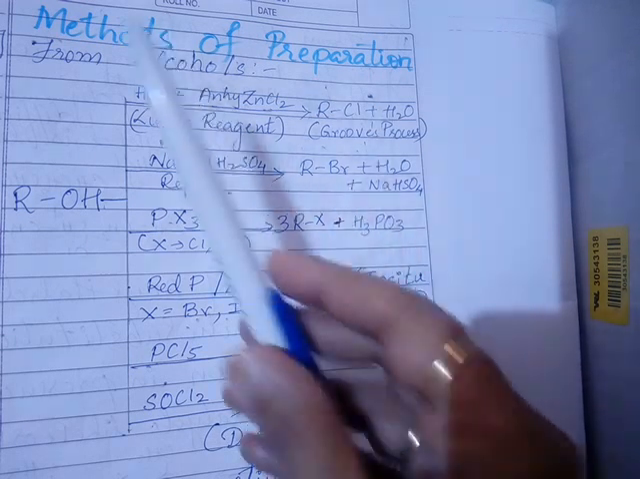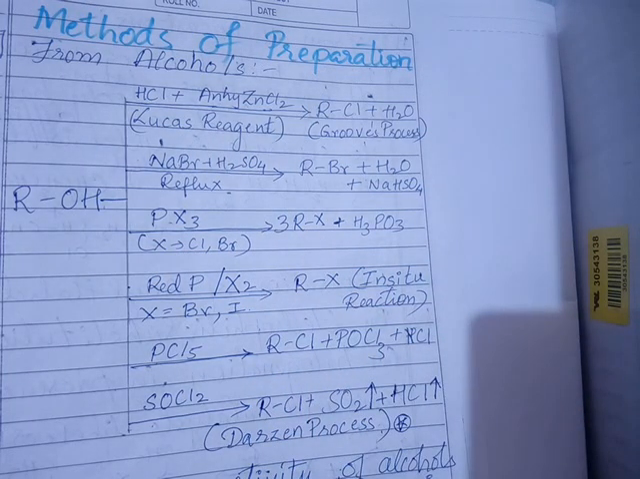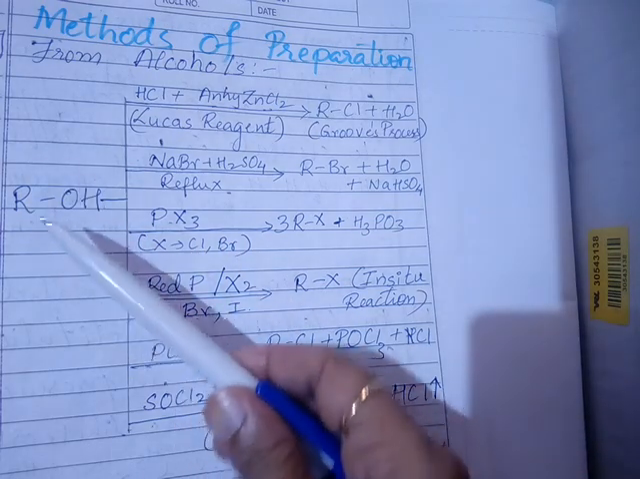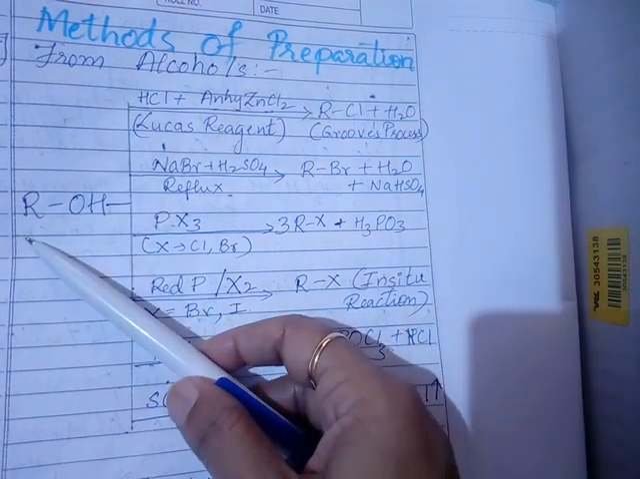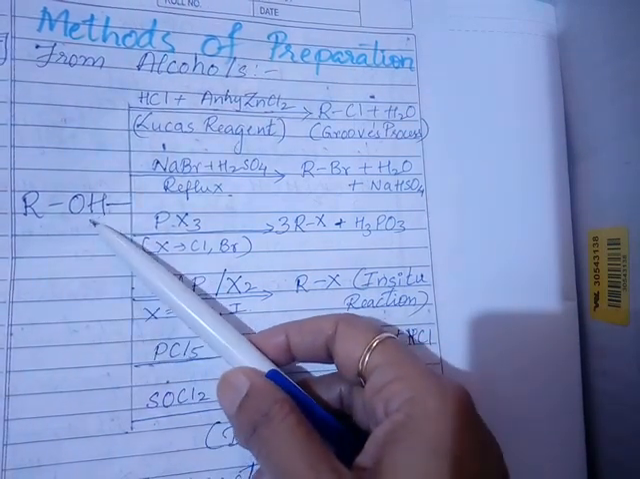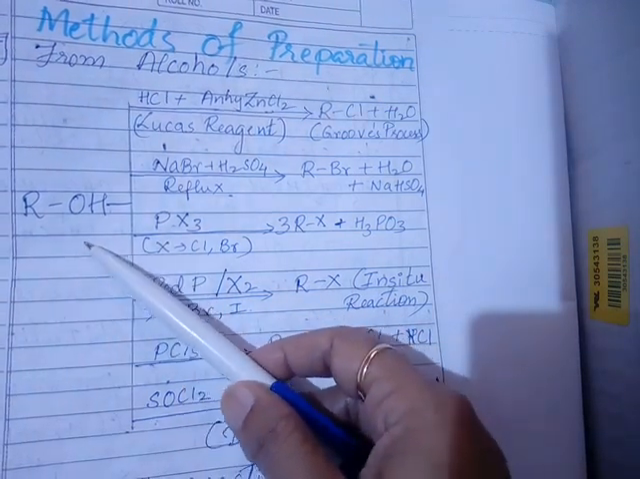So the first method is from alcohols. Starting material is alcohol, and there are different methods using alcohol as the starting material. We are using different reagents and preparing the alkyl halide. So what are the reactions involved here? Let us take a look. Because alcohol is common, I took the general representation of alcohol, ROH. You can take any example like methyl alcohol or ethyl alcohol.